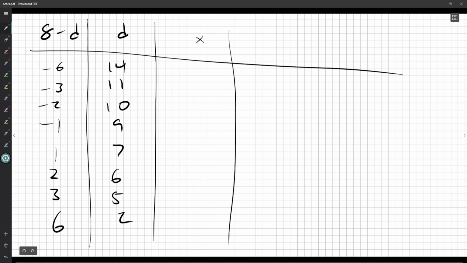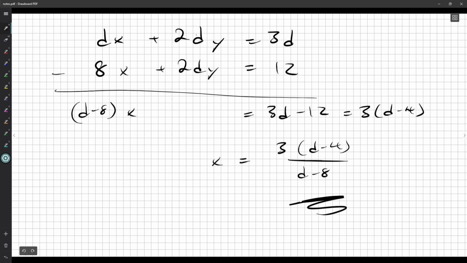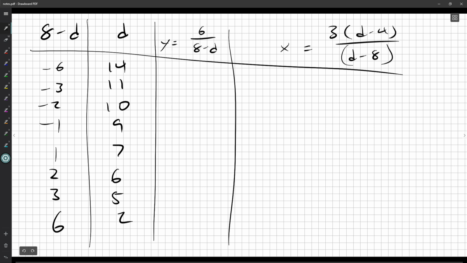What's x and what's y? Actually, I think I'll do y first because I think it's a little easier. y is 6 over 8 minus d. x is 3d minus 4 over d minus 8, as long as I've copied that right. Yes. Okay, which I guess we could change around.